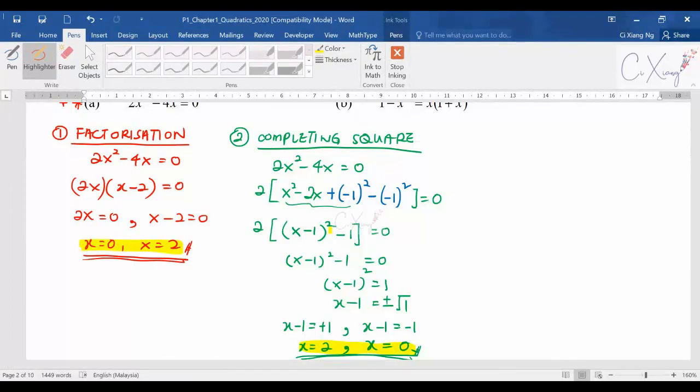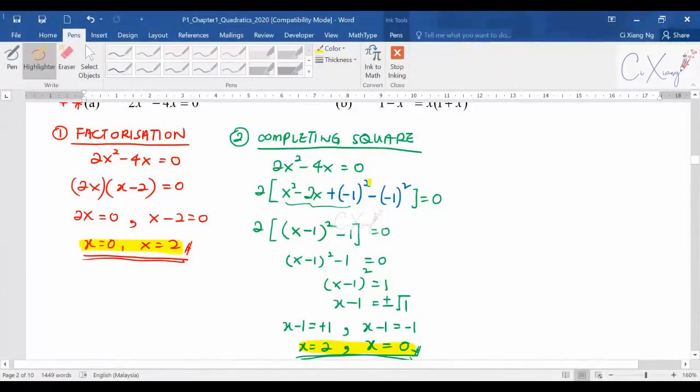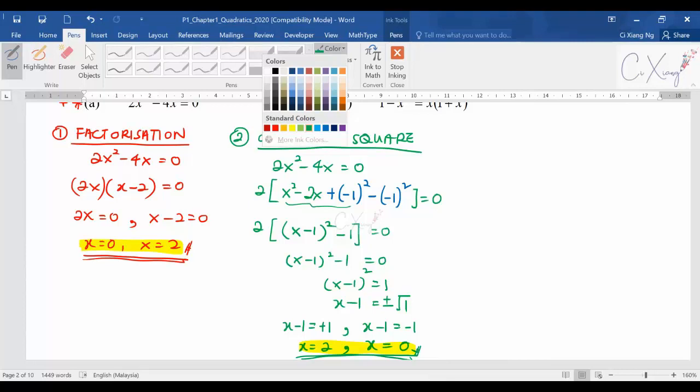Understand or not? So that is the reason why I ask the students to put this as a last priority. Okay, all right. Anna? Okay, so you can try to learn up the factorization method if possible. All right, then now let's continue with the third method.